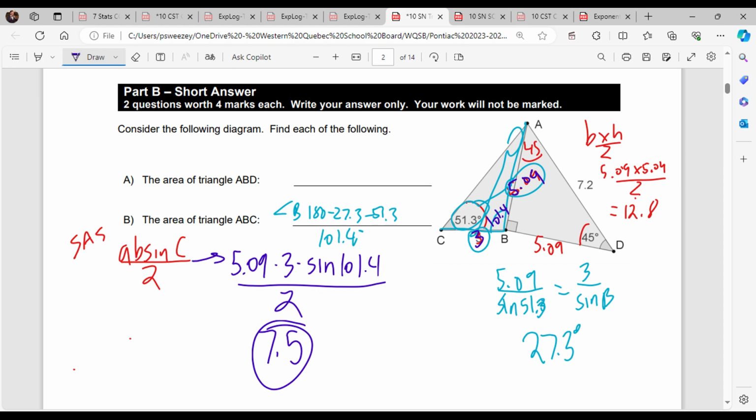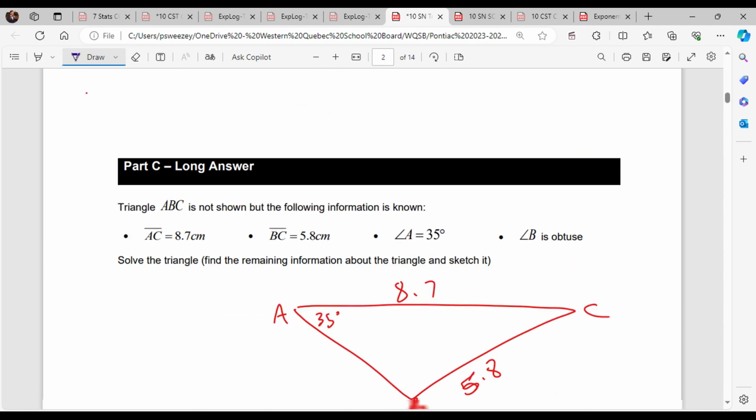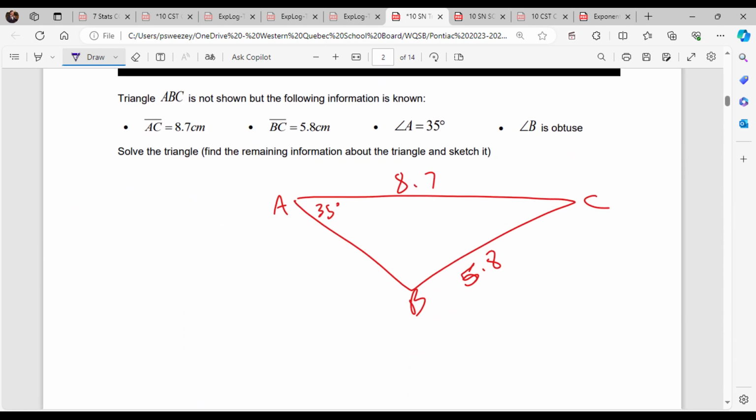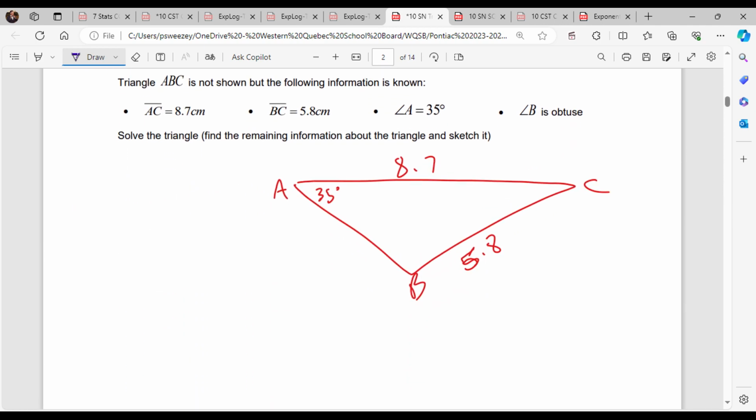Now again, there's other ways to do it. You could have found this one here. You would have had the 51.3 and the 3. But that was probably your fastest method. Not to say it's right, but it would have been the fastest. The sketching of this one here, feel free to try and sketch it on your own. Just know that this one here is obtuse.